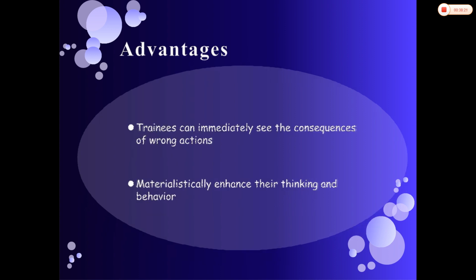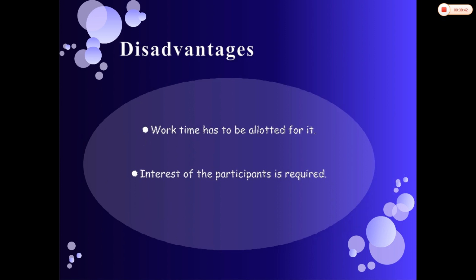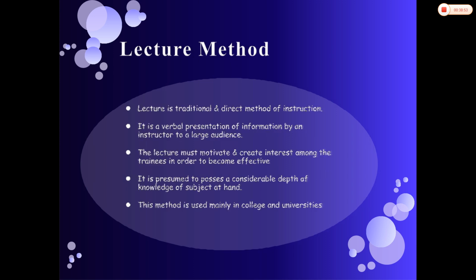Advantages: trainees can immediately see the consequences of wrong actions. If the trainees are doing the wrong actions, the supervisor, a specialist programmer, will be there. He will tell you what the wrong things done by the particular people are, and rectify them there itself. Thinking and behavior will be improved. Disadvantages: obviously there is a cost element, and work time has to be allotted, a separate time has to be allotted, and participants should show the interest also.